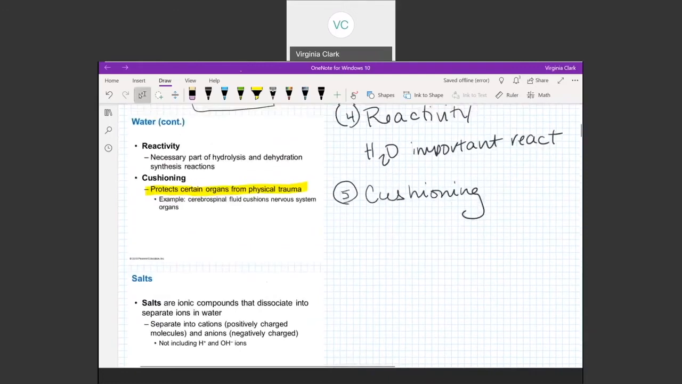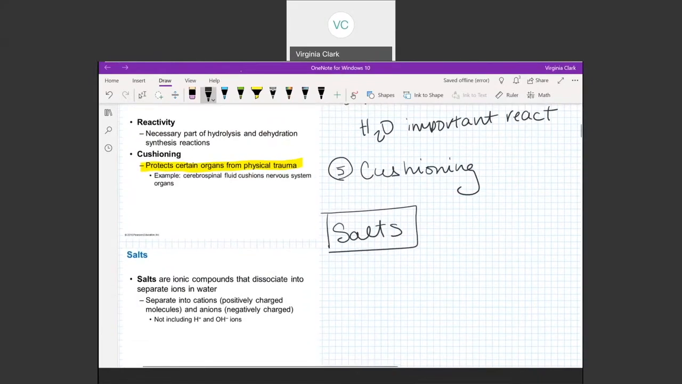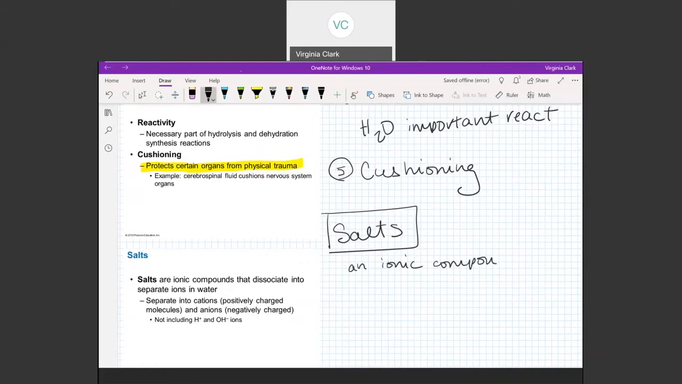Okay, so another inorganic compound. It's going to be salts. So when we're looking at salts, it is an ionic compound. So these are not shared electrons. These are just negative and positive that like to hang out with each other. So these are all going to be ionic compounds.